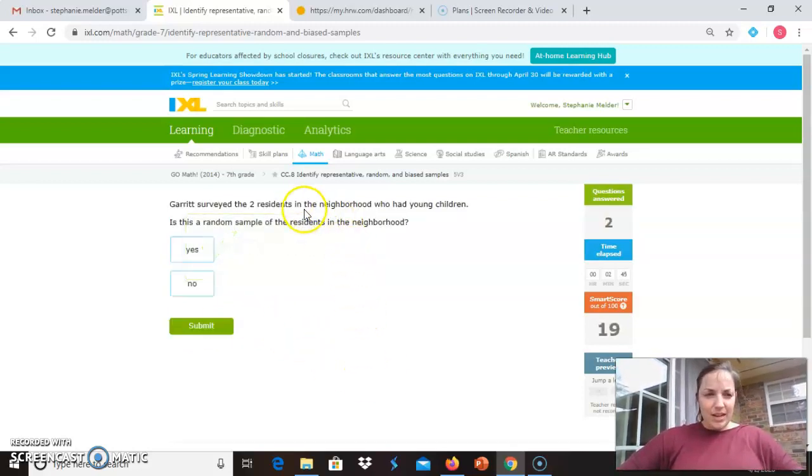All right, good deal. Let's look at another one here. We've got Garrett surveyed the 2 residents in the neighborhood who had young children. Is this a random sample of the residents in the neighborhood?